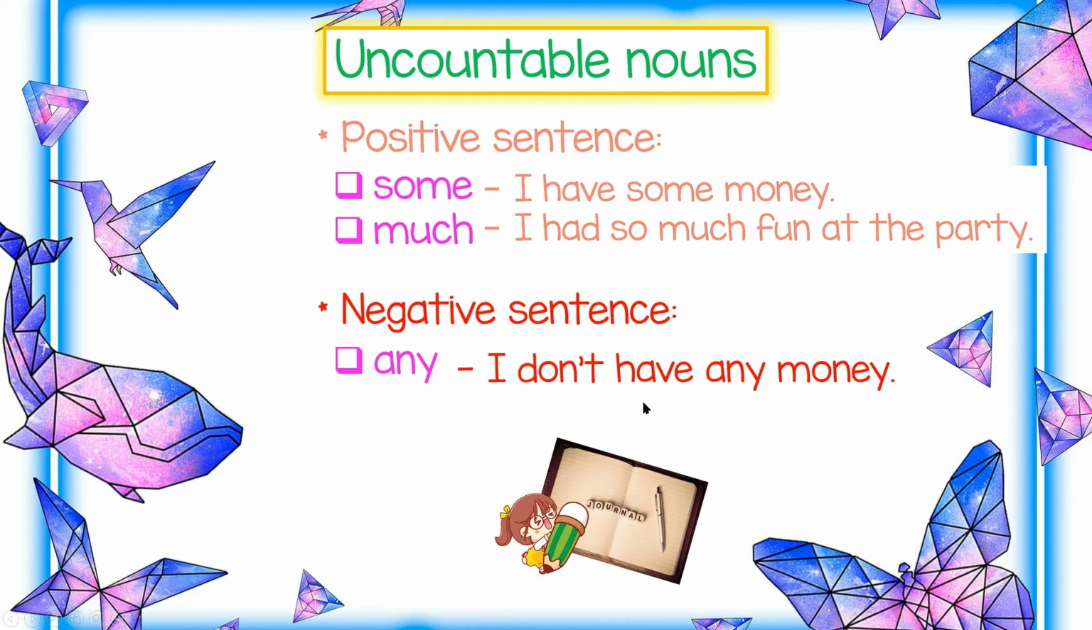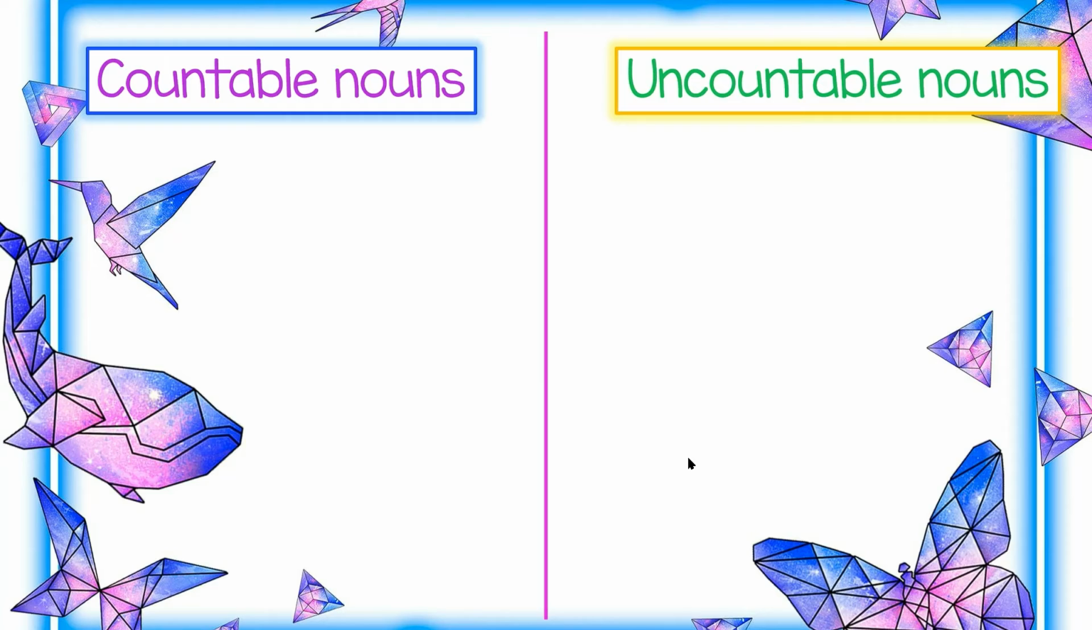Please copy the notes into your journal. Alright, are you done? Now, let's look at countable nouns and uncountable nouns. This is a summary. For countable nouns, we use many. For uncountable nouns, we will use much. For countable nouns, we use a few. For uncountable nouns, we use a little.